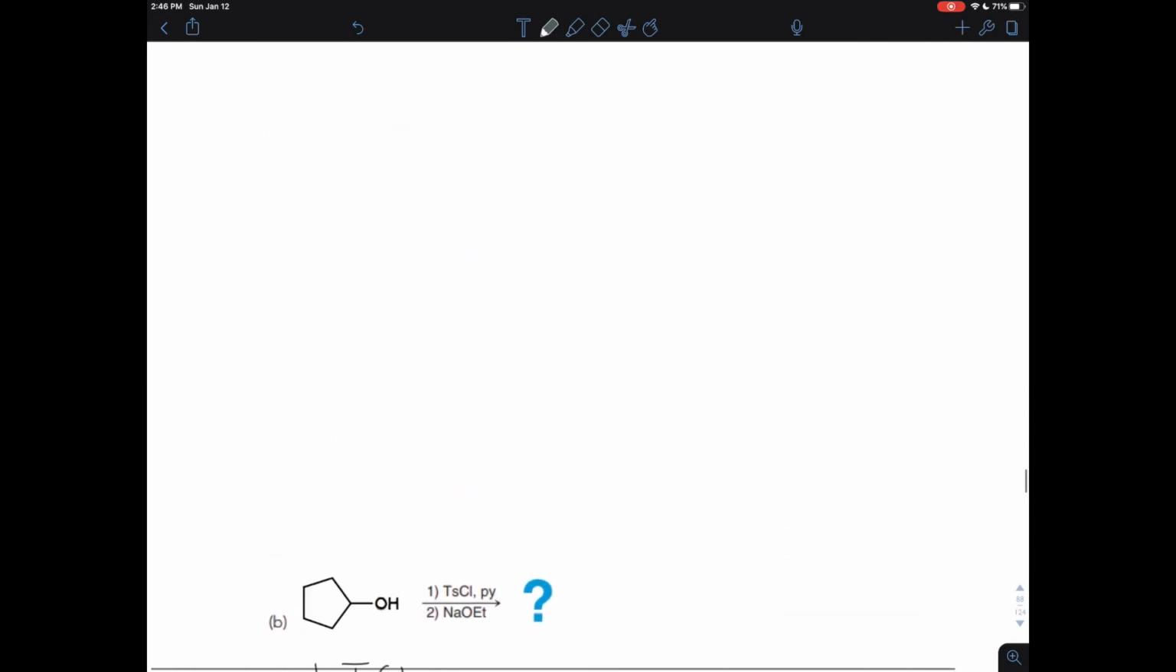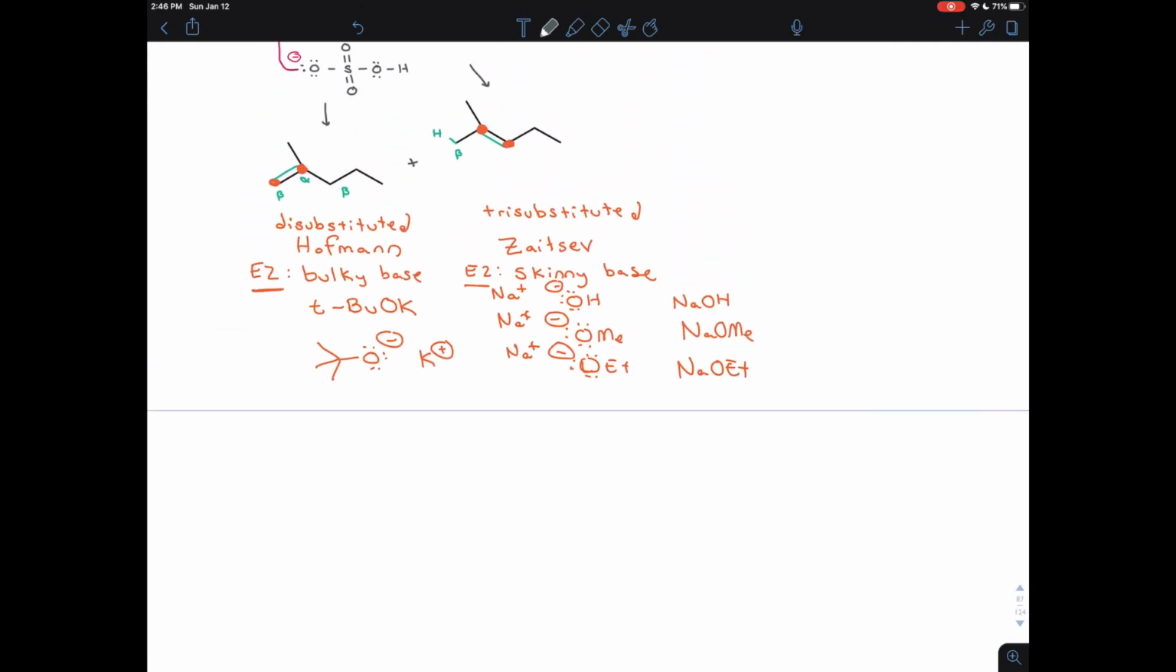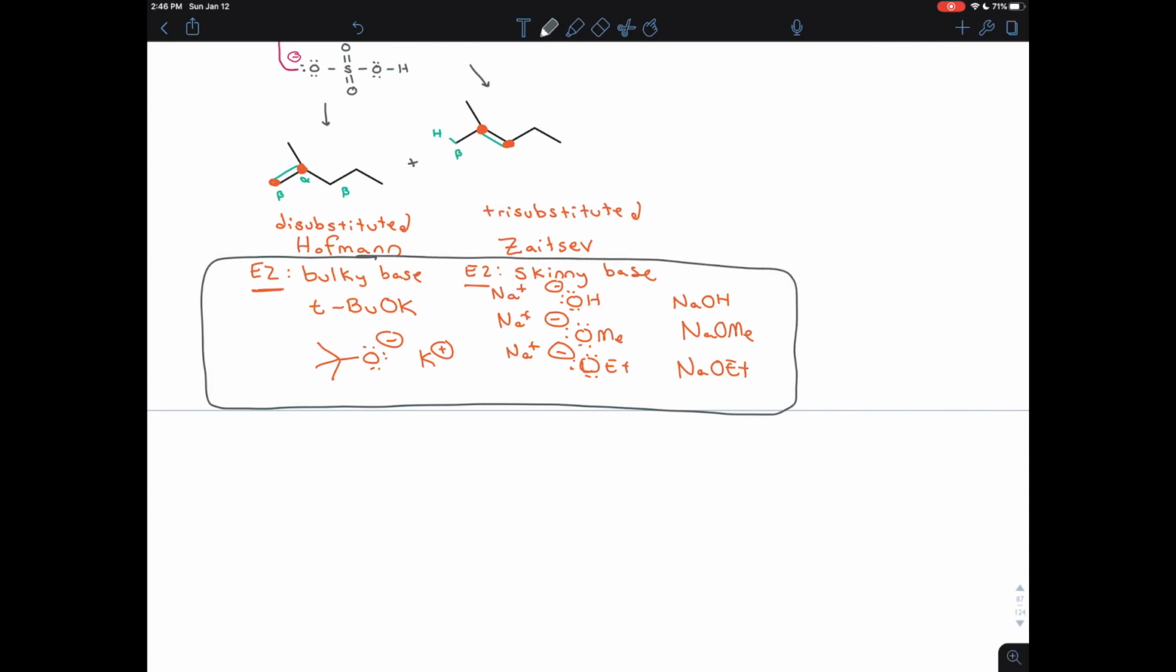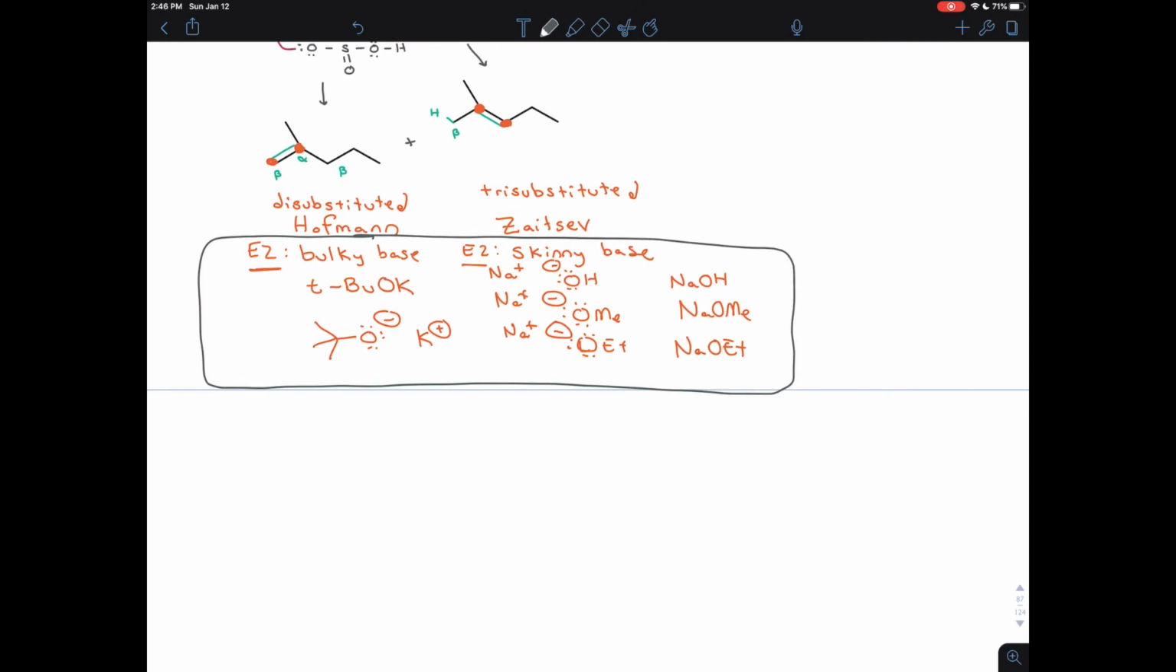Also, with an E2 reaction, you have to consider what type of base you have, a bulky base or a skinny base. Bulky bases will prefer the less substituted Hofmann product, and skinny bases will prefer the more substituted Zaitsev product.